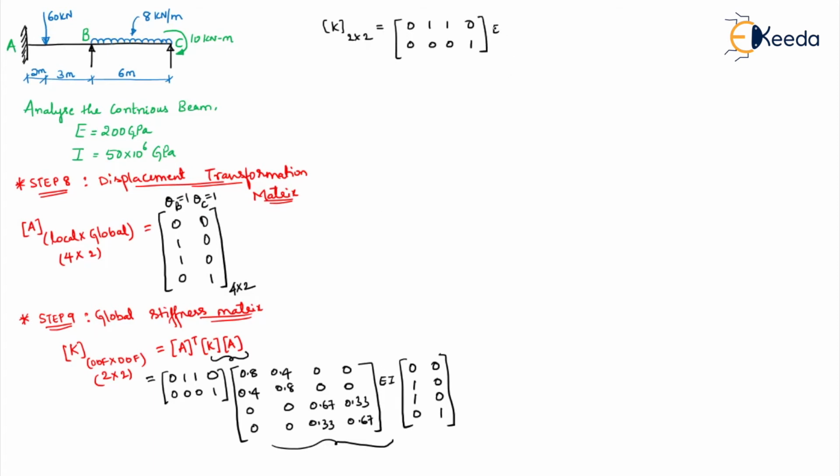Now this multiplication with EI, I will write here. So what will happen? This row into this column. First row into first column, what will we get? 0, 0.4. Then first row into second column, 0. Then second row into first column, 0, 0.8. Second row into second column, 0. Then third row into first column, 0, 0.67. Third row into the second column, 0, 0.33. Last row into the first column, 0, 0.33. Last row into the second column, it will be 0, 0.67.